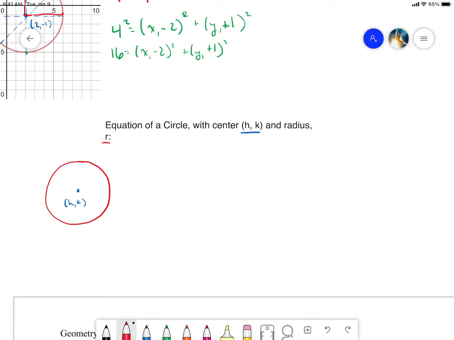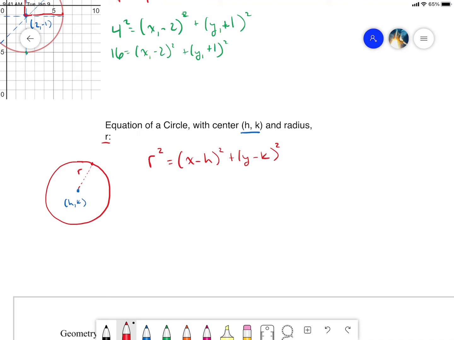And then my radius, again, would be the distance from the center to any point on that circle. What we found, in order to write the equation of the circle, is that each one of these equations always equaled r squared is equal to (x minus h) squared plus (y minus k) squared. And this is our equation of a circle in the coordinate plane.